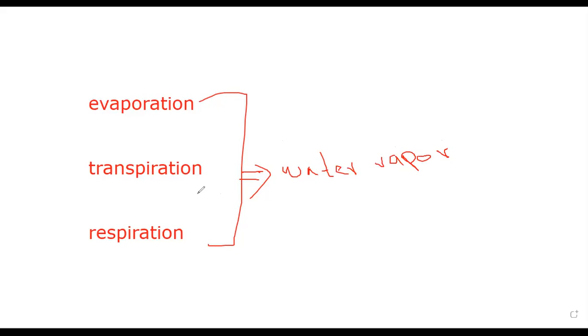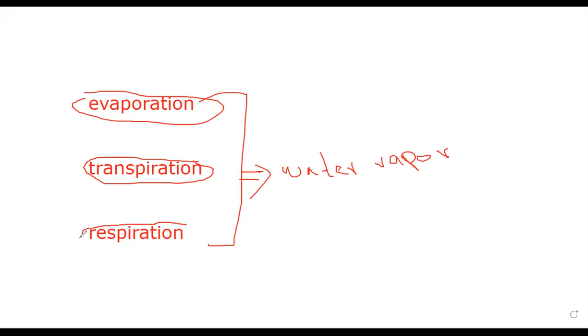Liquid water changes to water vapor, but evaporation happens in the bodies of water, in oceans, rivers, streams, even from land, even from the soil. Transpiration happens only in plants. Plants lose water from their leaves as water vapor. This process is called transpiration.